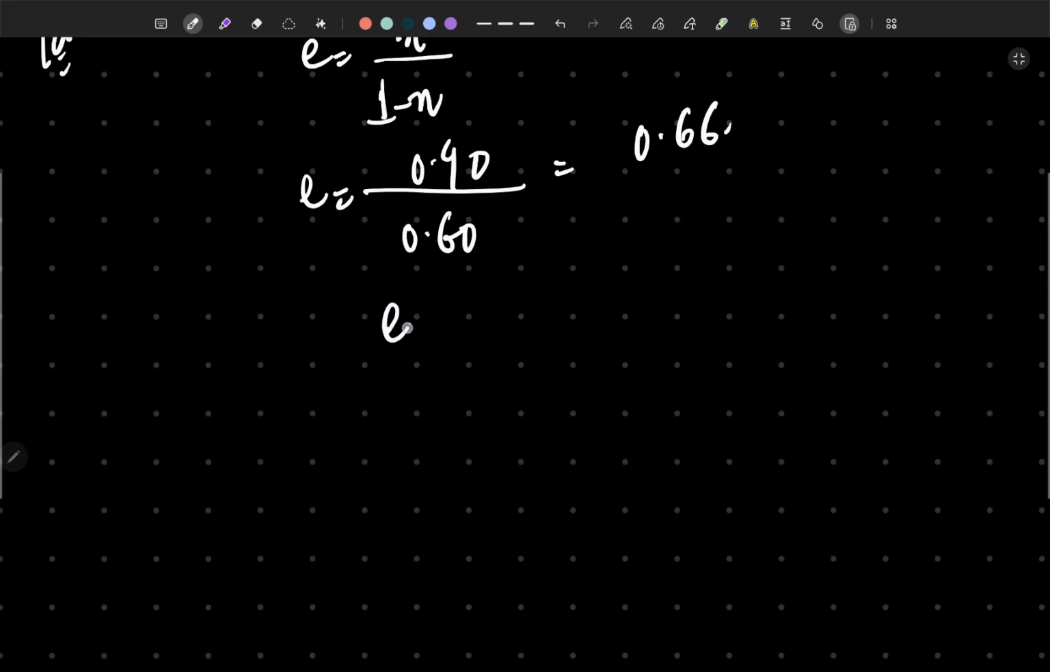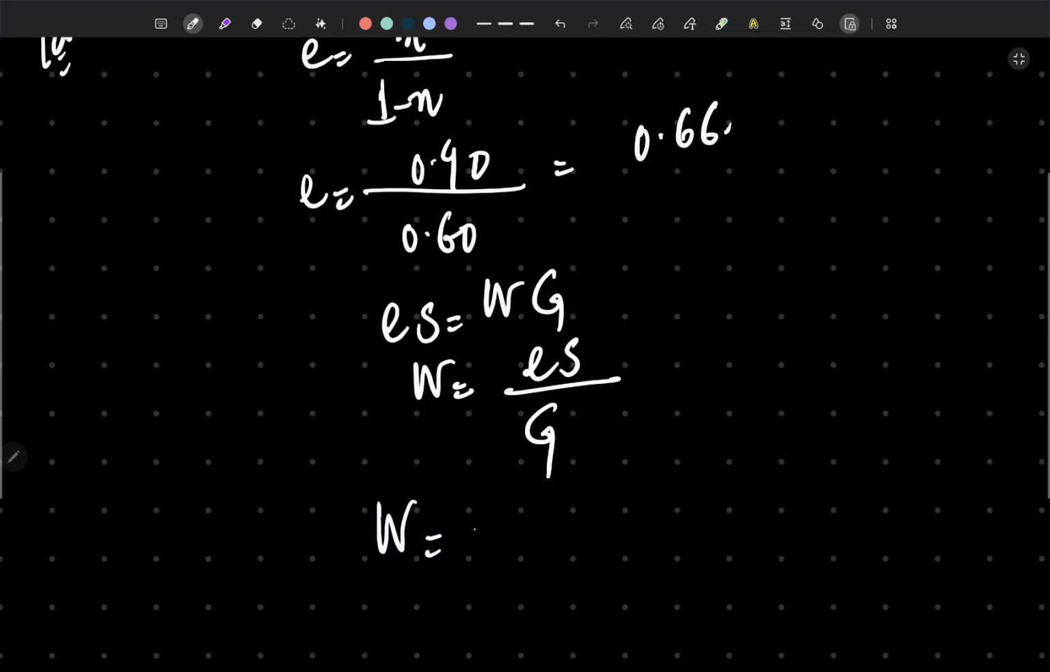Alright, I'll be using this generalized equation, e S equals w G, to find the water content. So water content is e S divided by G. Water content, e is 0.66, S.